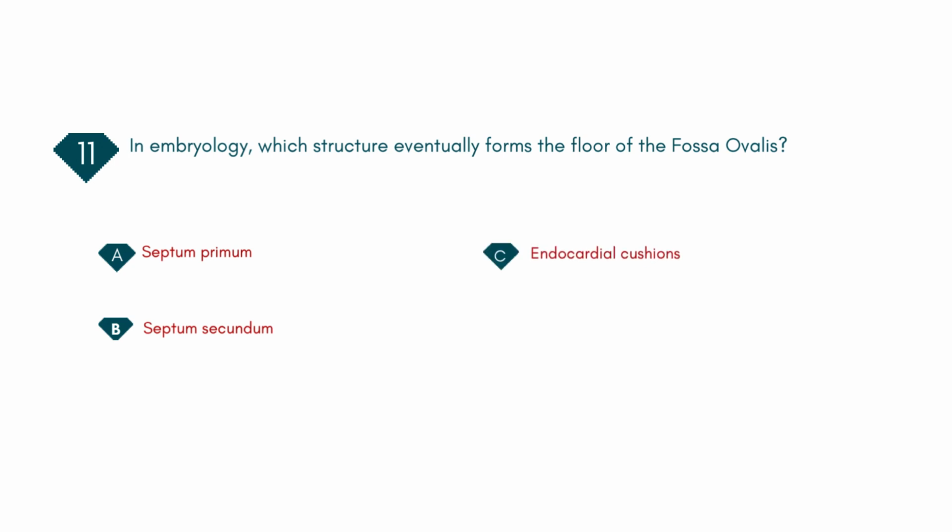In embryology, which structure eventually forms the floor of the fossa ovalis? A. Septum primum. B. Septum secundum. C. Endocardial cushions. D. Sinus venosus. Answer: A. Septum primum.